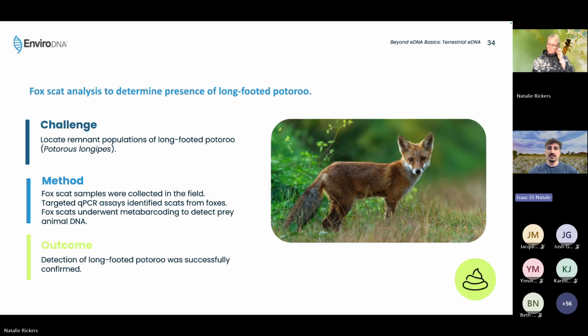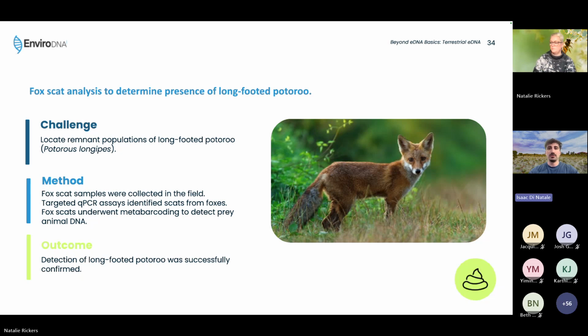When we had those fox scats in the lab, we applied qPCR to identify which scats belong to those common introduced predators, primarily targeting foxes. Once a scat was confirmed to be from a fox, we then applied metabarcoding to identify the prey animal DNA within those scats. And we were able to confirm the presence of the long-nosed potoroo within that survey range.